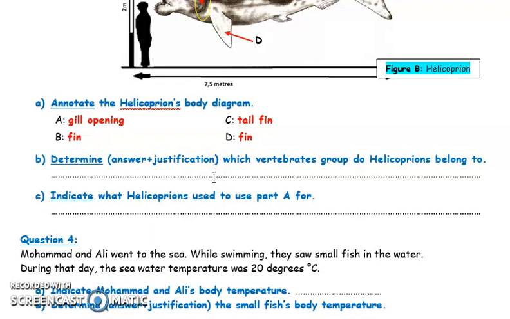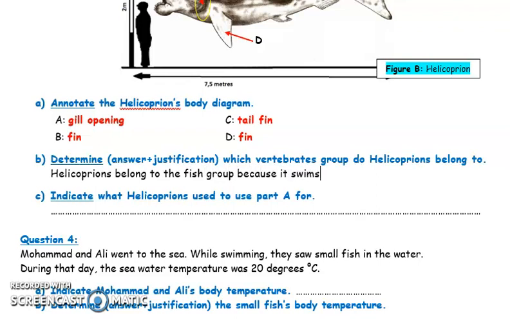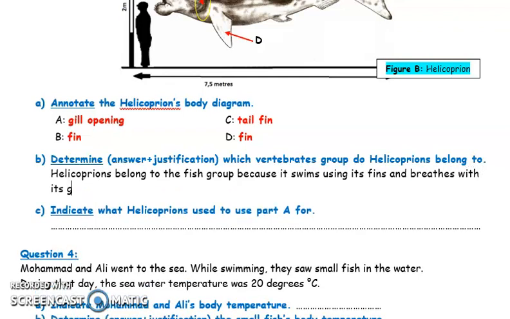The Helicoprion belongs to the fish group since it has fins and it breathes with its gills. It has gills, a gill opening, so it breathes with its gills and it shows fins. Do not forget, each time I ask you to determine, you must justify your answer. So Helicoprions belong to the fish group because they swim using their fins and breathe with their gills. This is what makes this animal a fish.